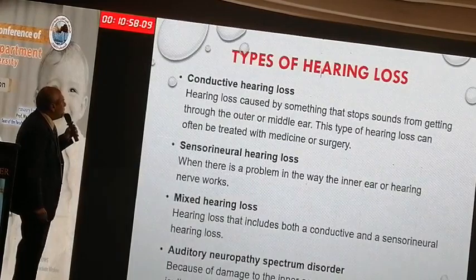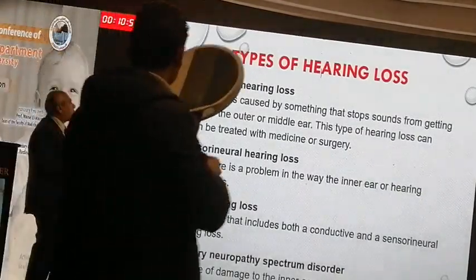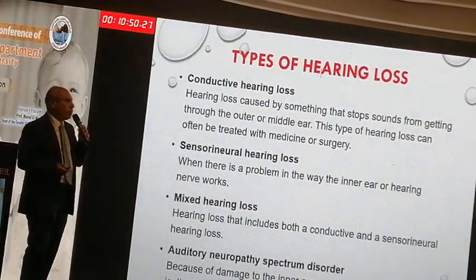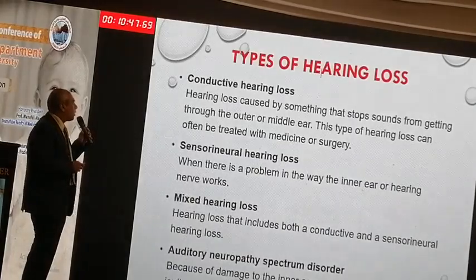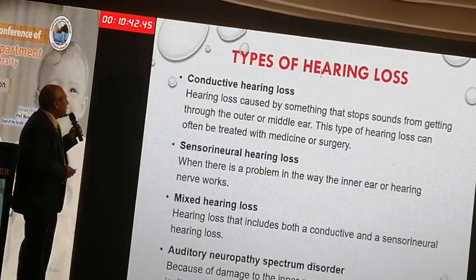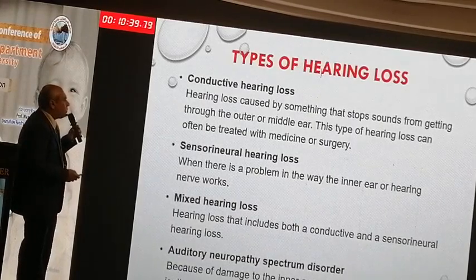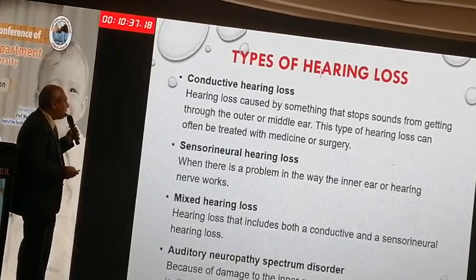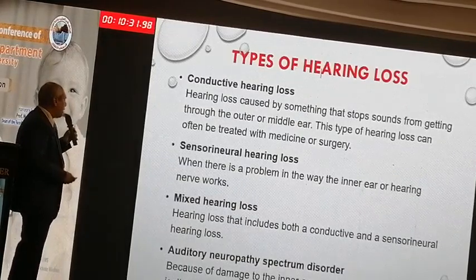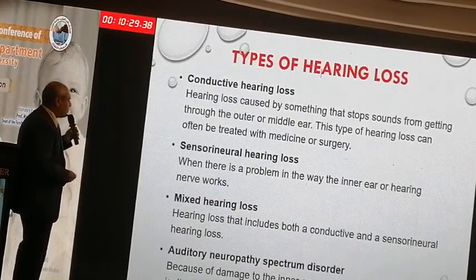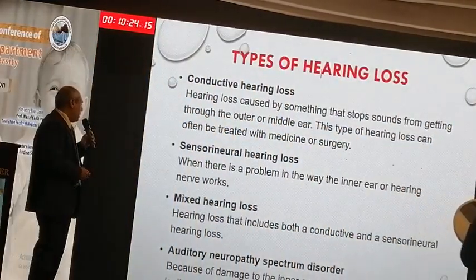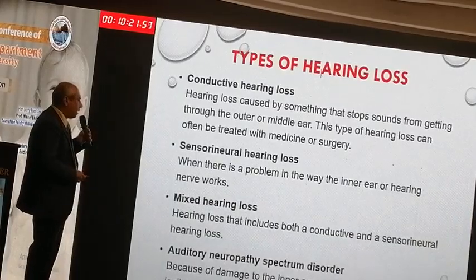What are the types of hearing loss? We have conductive hearing loss. This type is caused when there is a problem either in the external auditory canal or in the middle ear. The problem is in the conductive pathway for sound. Sensory hearing loss occurs when there is a problem either in the cochlea or in the cochlear nerve. When both elements are present, we have mixed hearing loss. And then we have auditory spectrum disorder, auditory neuropathy, where there is a problem either in the inner ear or the nerve, so that the sound is organized in a way that the brain can't understand it.